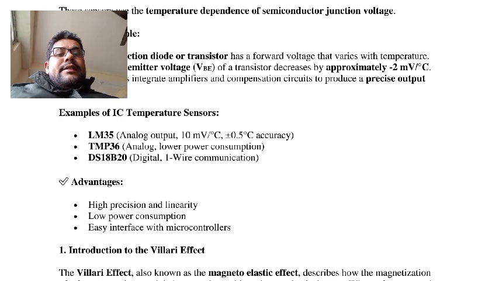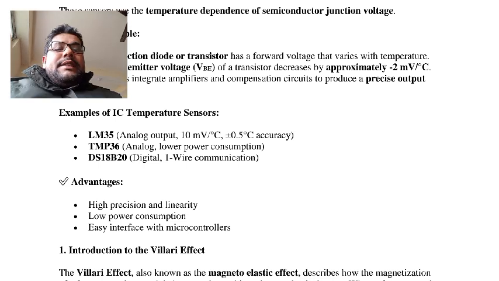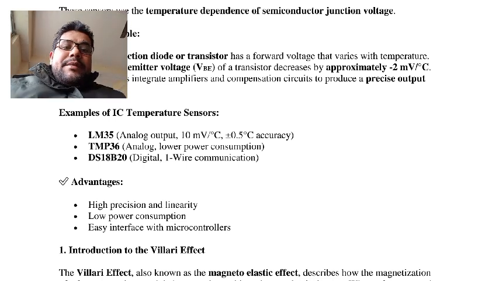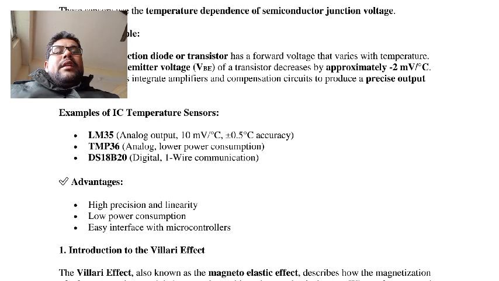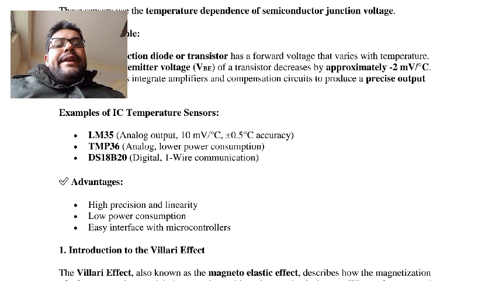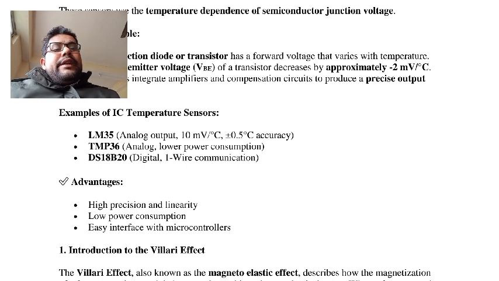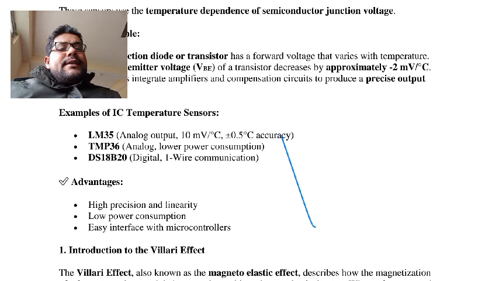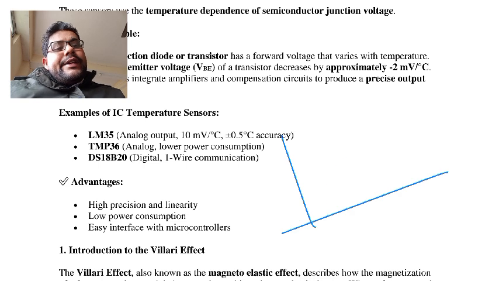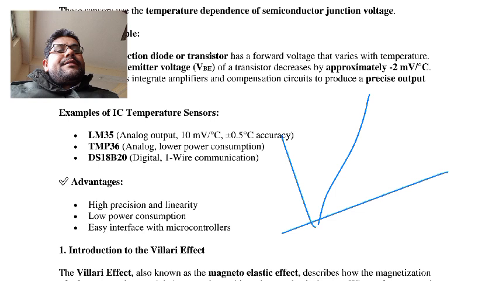Advantage of junction temperature is high precision and linearity. Precision means very precise: the degree of closeness between the measured values, meaning the measured values must be close to each other. Linearity means the output moves linearly: as input increases, output increases. This is the concept of linearity.